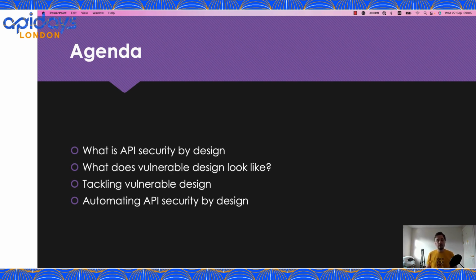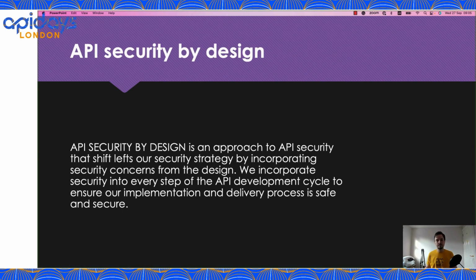We are going to look at a few examples of vulnerable design, what it looks like, how we address them, and finally, we're going to see how we can automate the process of identifying and tackling security vulnerabilities in our APIs. So what is API security by design?